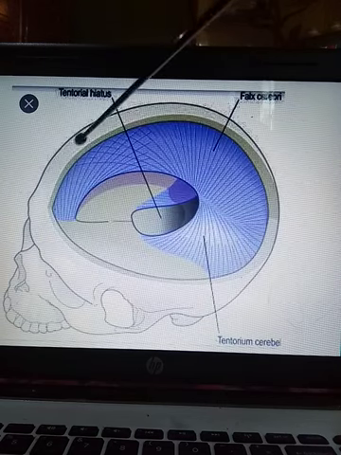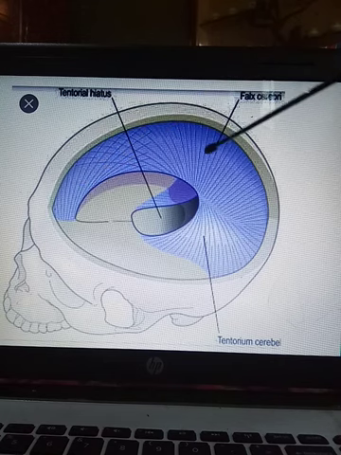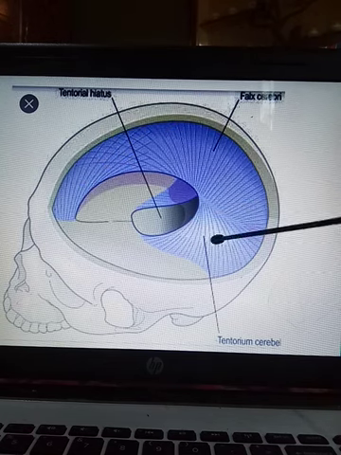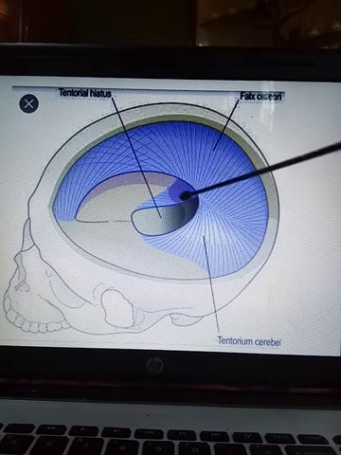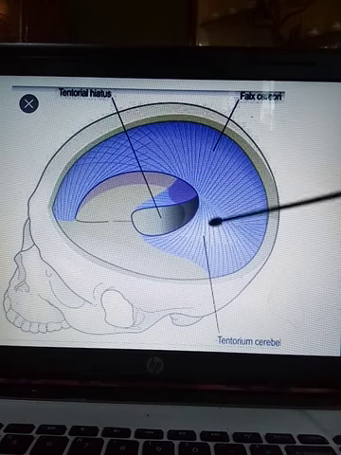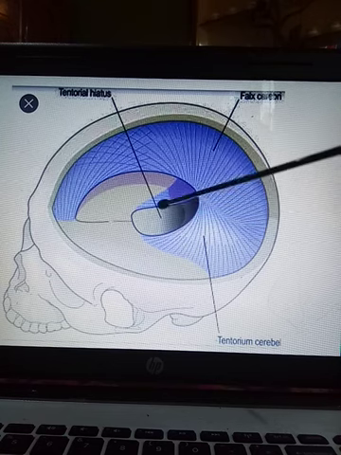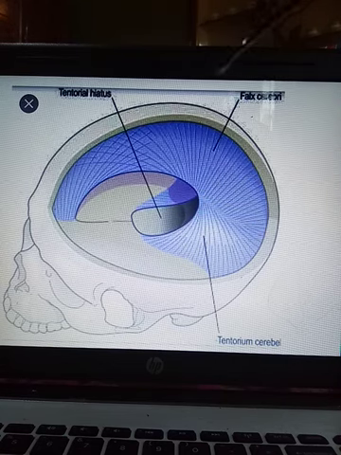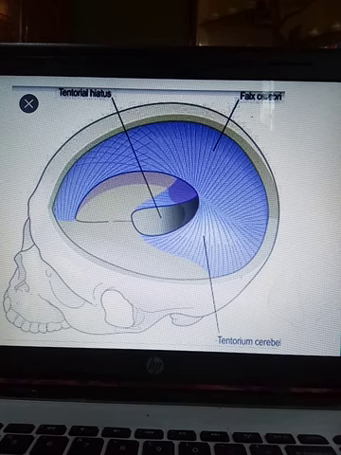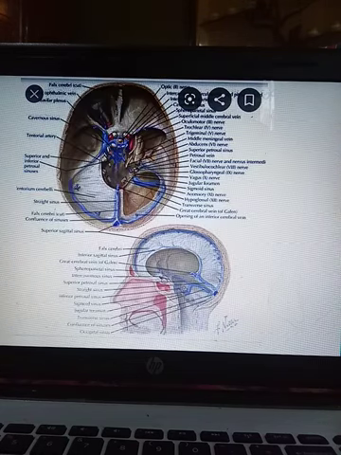Again you can see this is the falx cerebri, and this tent shaped thing you are coming across is your tentorium cerebelli. Here is your tentorium cerebelli. This is the tentorial notch or tentorial hiatus, about which we will be talking in the next slide.